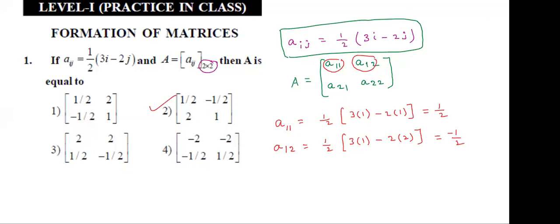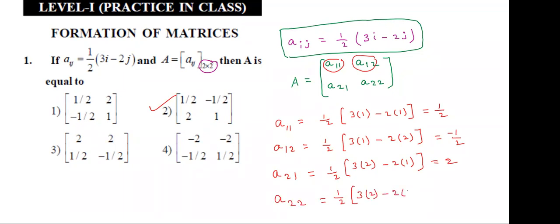But we need to find the remaining also. A21: 1 by 2 into 3 into I means 2, minus 2 into J means 1. Calculate this. 3 2s are 6, 6 minus 2 is 4, 4 by 2, that is 2. A22, how much do we get, students? 1 by 2 into 3 into 2 minus 2 into 2. Overall, observe this, we get answer 1.